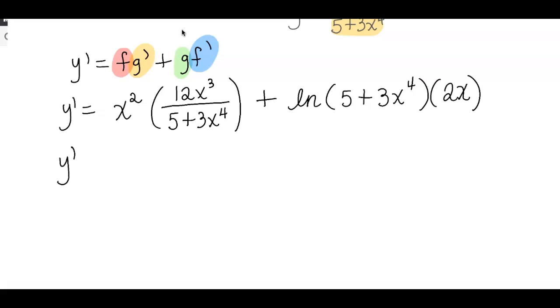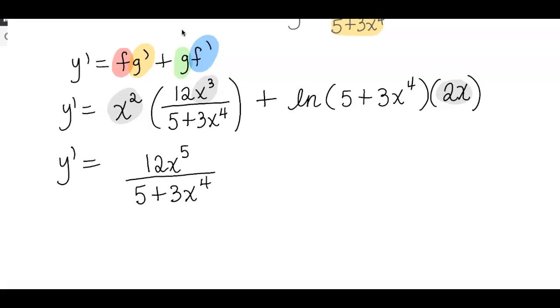Here's what I notice, you guys. There is x squared and x to the third power. I can multiply them and get 12x to the fifth power all over 5 plus 3x to the fourth power. I guess this is okay, but I think I will bring this 2x in front. And why would I do that?